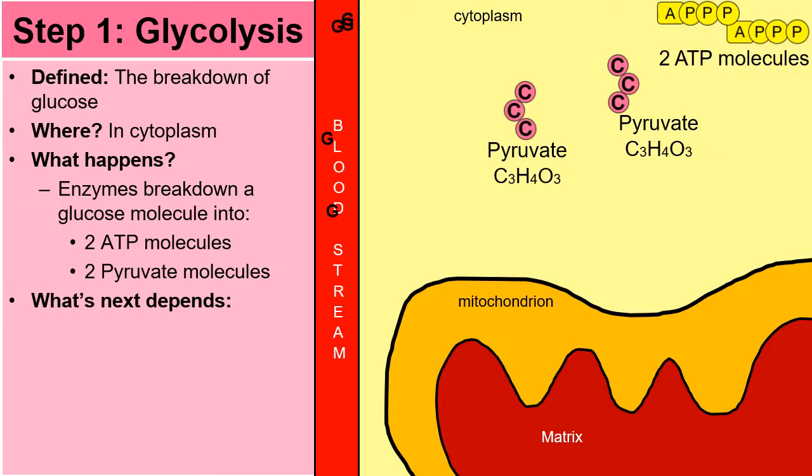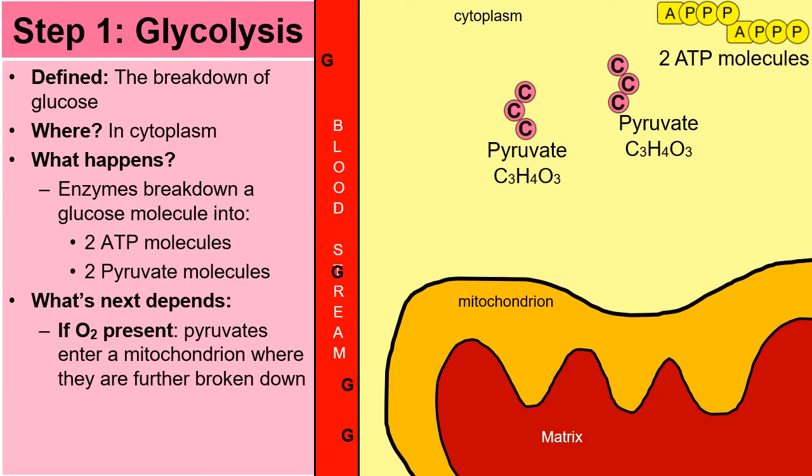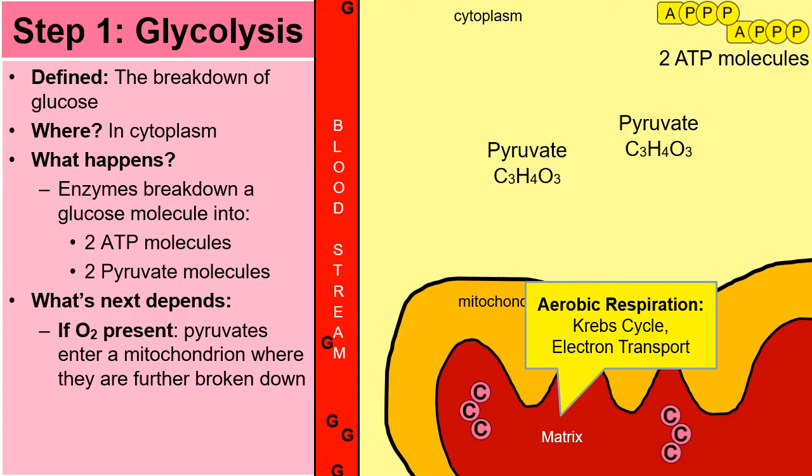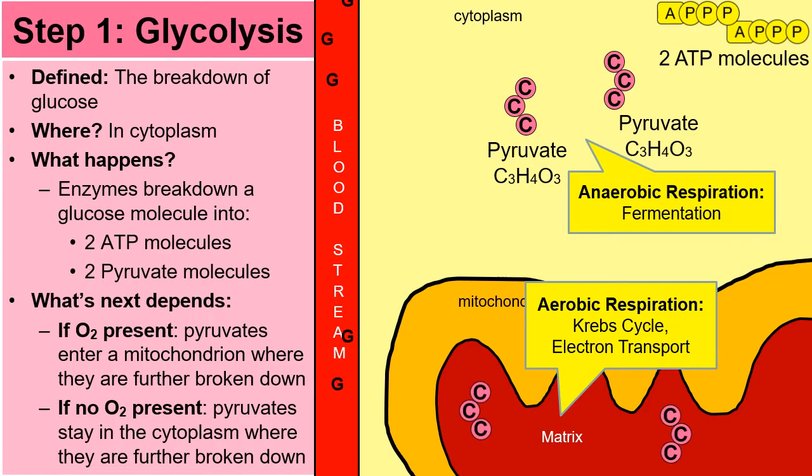Now, what happens next? Well, that's going to depend. If there's oxygen present, the pyruvates in my animation are going to go into the mitochondria. And that's where aerobic respiration is going to occur. With the help of oxygen, the Krebs cycle and the electron transport chain will occur. Well, what if there's not oxygen present? If there's not oxygen present, the pyruvates stay in the cytoplasm and are further broken down during fermentation. Now, we are going to follow the aerobic pathway. This video is not going to discuss fermentation. We are going to discuss from glycolysis to the Krebs cycle to the electron transport chain. So let's move on next to the Krebs cycle.